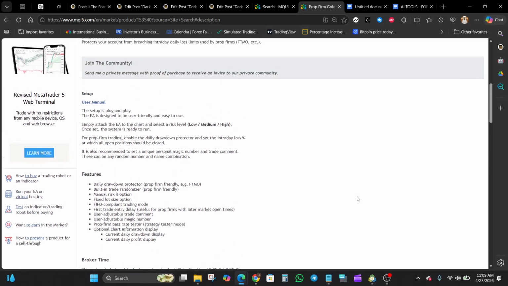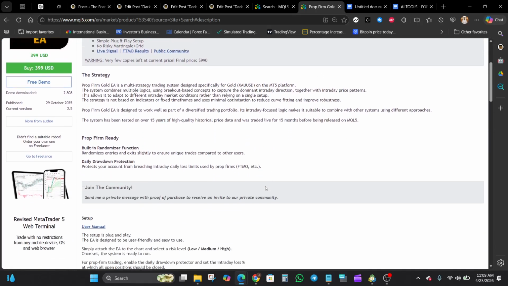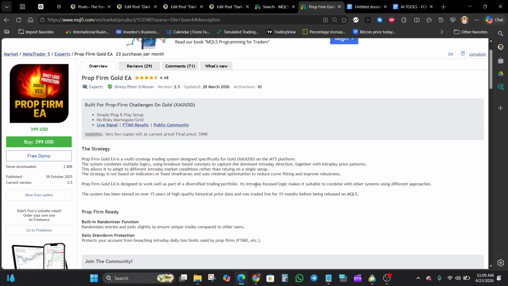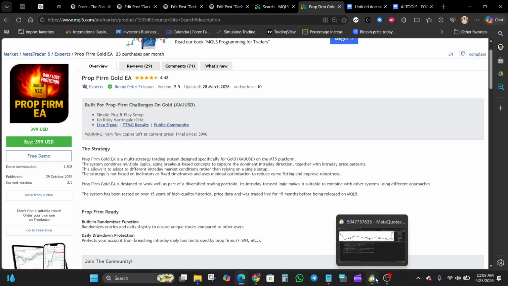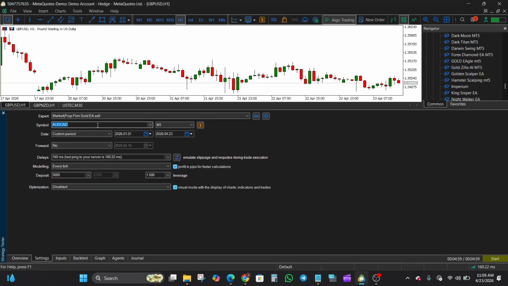So what I'm going to do now is jump into the strategy tester so we can see how this EA actually behaves on gold. We are going to be testing the prop firm EA on gold. I already downloaded the free demo for the strategy tester, so I'm just going to head over there right now. We're going to be selecting the prop firm EA, and then we're going to be using XAUUSD. We're just going to use the 1 hour time frame.